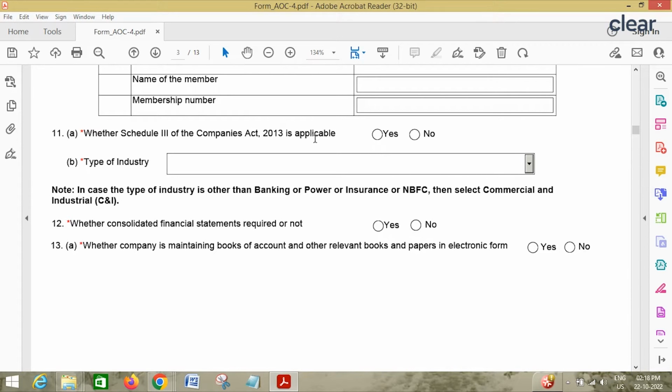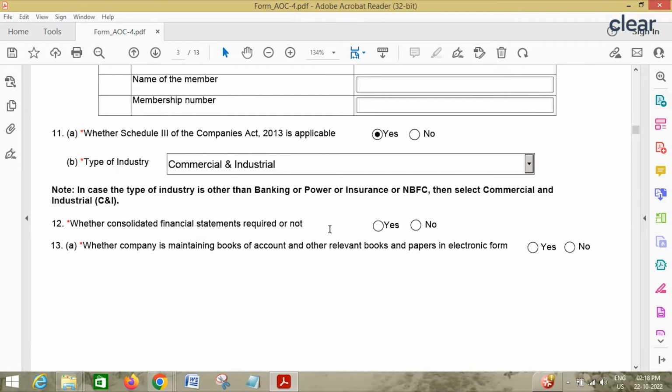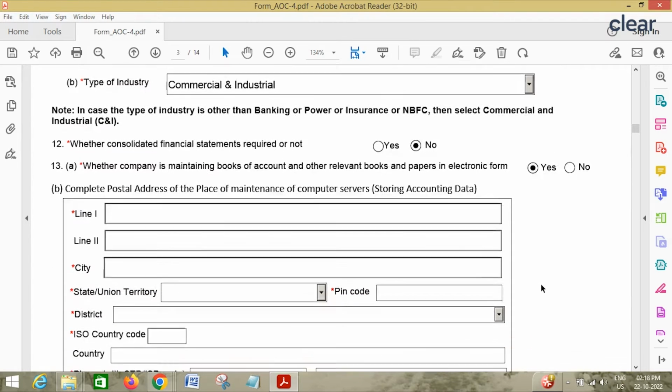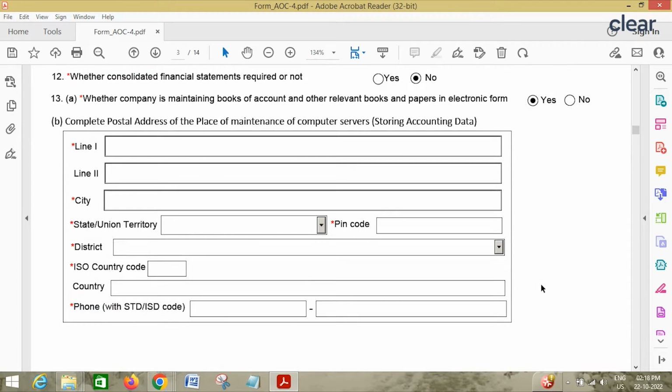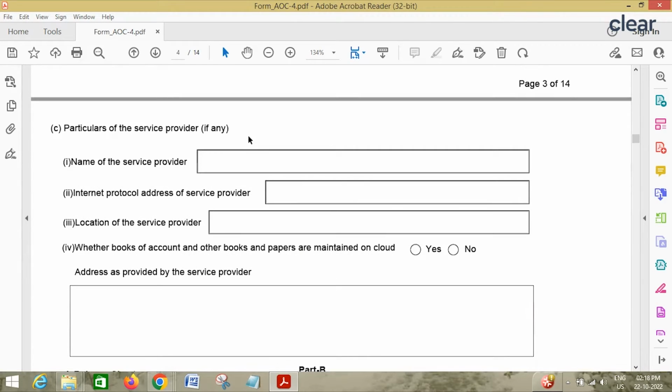Next, select whether Schedule 3 of the Companies Act is applicable to your company. Select the type of industry. Select whether consolidated financial statements are required or not. Select whether the company is maintaining the books of accounts in an electronic form. If yes, you need to give the complete postal address of the place of maintenance of the computer servers of the books of accounts of your company. You need to also provide the details of the service provider, if any, who has stored the books of accounts of your company in an electronic form.